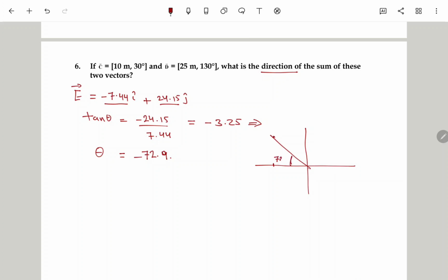It's 72.9. In this case, as we all know, theta is measured from the positive x-axis counterclockwise, like this one here. In this case, theta, or phi, let's name it, equals 180 minus 72.9. In other words, it's equal to 107 degrees.